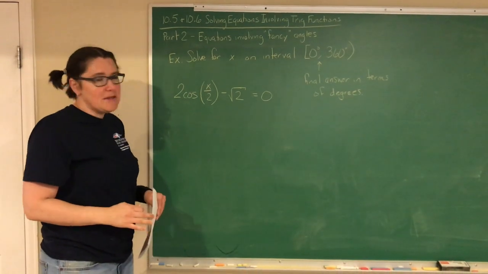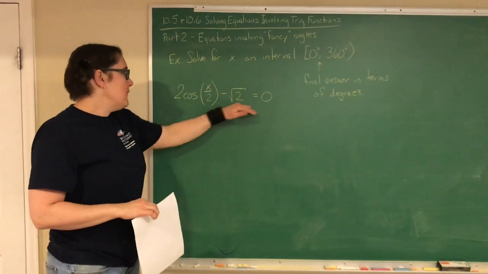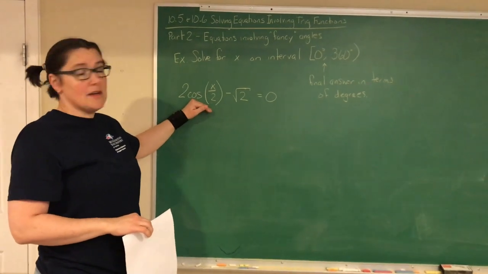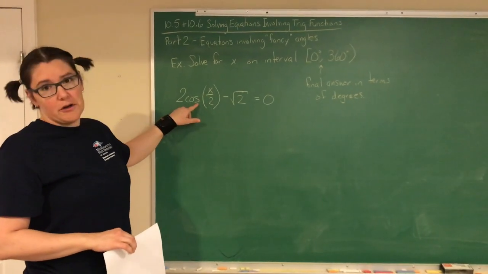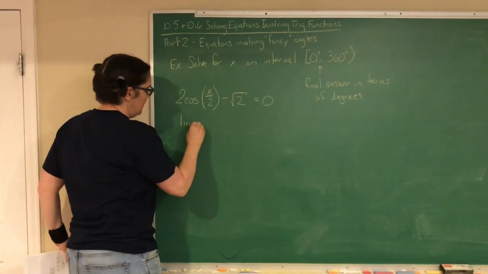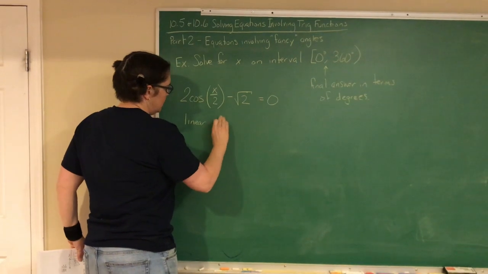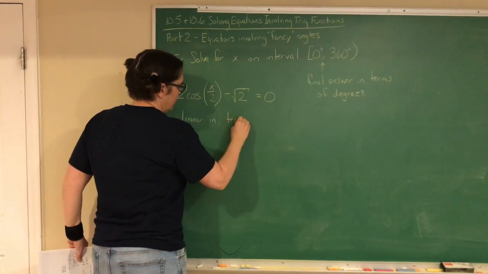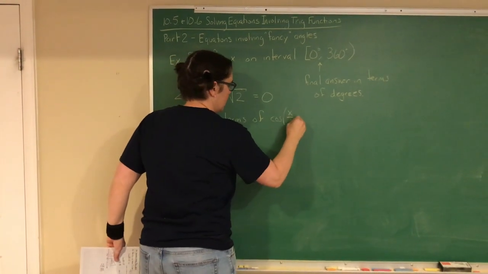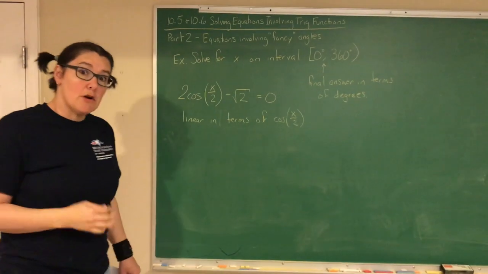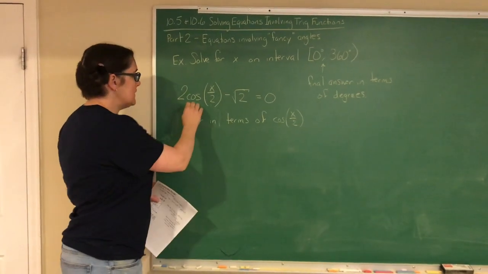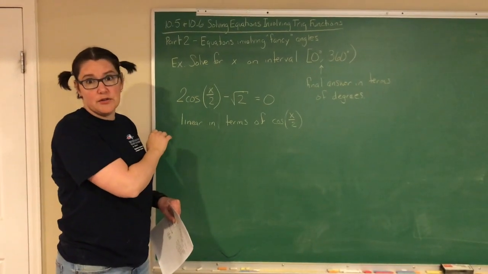What I want to ask myself is, what type of equation is this in terms of the trig function? We have a cosine function here, and there's no power on the cosine. So what that tells me is that this equation is linear in terms of our cosine function, in terms of cosine of x over 2. Our strategy in beginning this process is to isolate that cosine of x over 2.